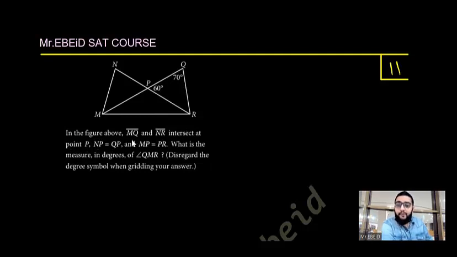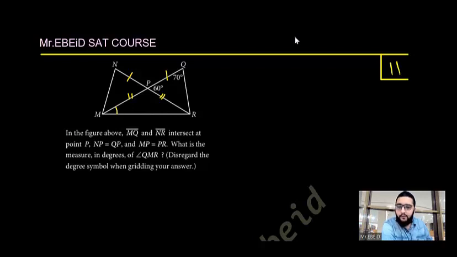In the figure above we have line segment MQ and line segment NR intersect at a point P. NP equals QP. Where is NP? This is NP and this is PQ. Okay, both are equal, and MP equals PR. We have MP, this side equals PR. What is the measure in degrees of angle QMR?